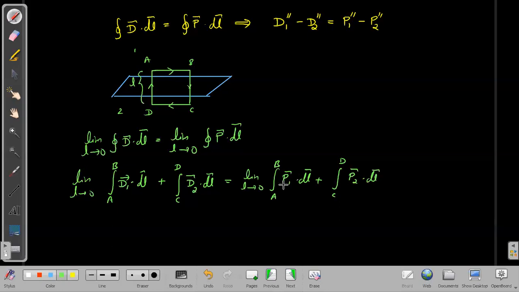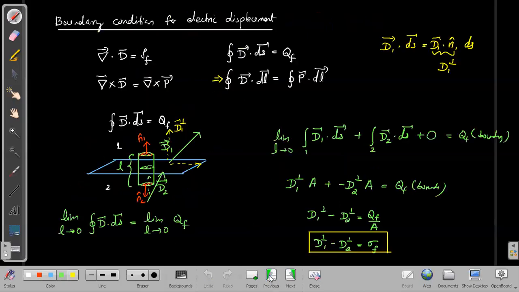Okay, the remaining I am giving to you. From this you have to show that D1 parallel minus D2 parallel equals P1 parallel minus P2 parallel. So these are the boundary conditions. Finally I can summarize the boundary conditions here. The boundary conditions are: D1 perpendicular minus D2 perpendicular equals sigma f, and D1 parallel minus D2 parallel equals P1 parallel minus P2 parallel.